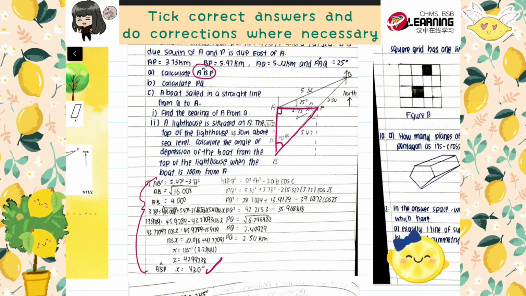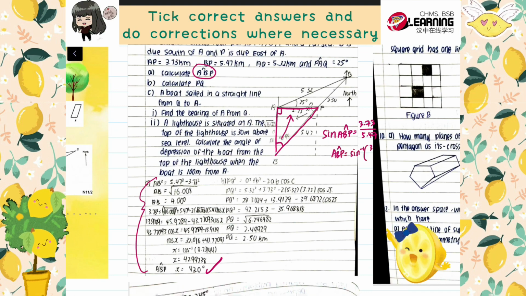We can actually use just SOH, S-O-H, sine opposite. Sine ABP equals opposite 3.73 over 5.47, and you will still get the answer after you inverse the sine. You will still get the same answer. 43.0, take the answer together.